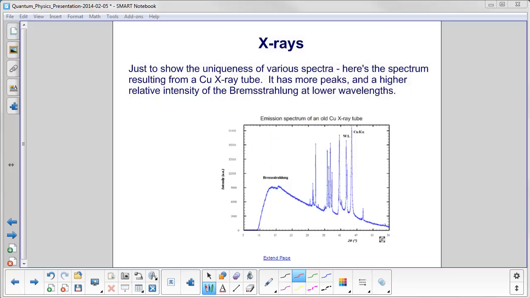To demonstrate that point, we'll show a spectrum here of a copper anode, or an old copper X-ray tube. You can see the Bremsstrahlung. This is this fairly continuous shape here, upon which are superimposed these various peaks. You can see here's a little one, a little bigger, big. When you look at these, combined with the Bremsstrahlung, you can clearly identify this as resulting from copper.